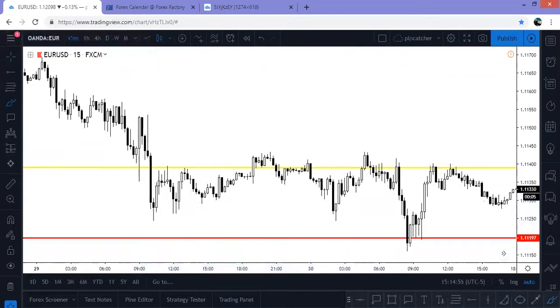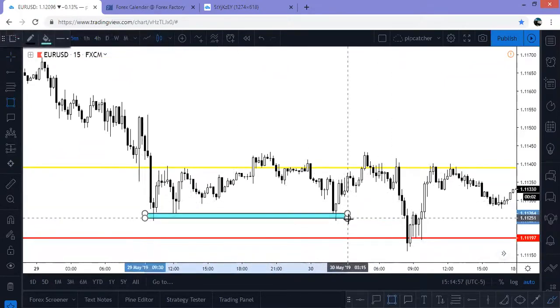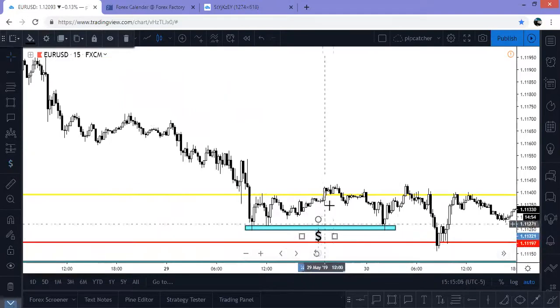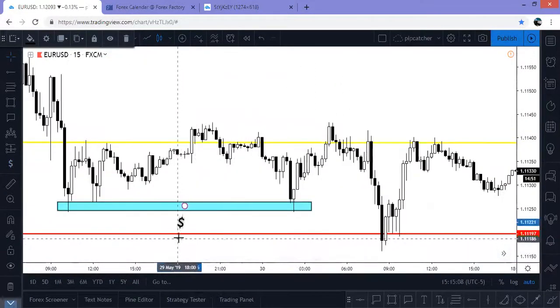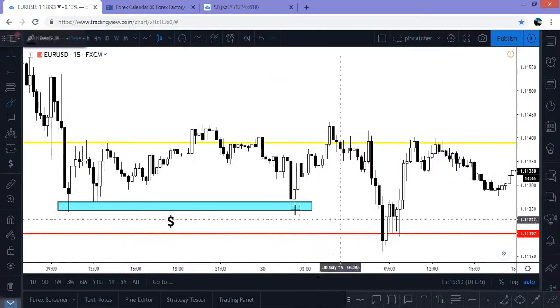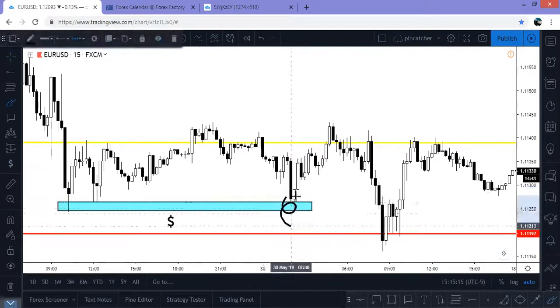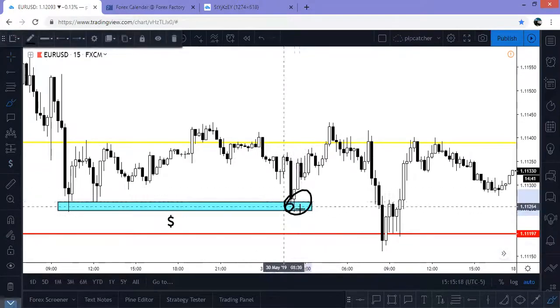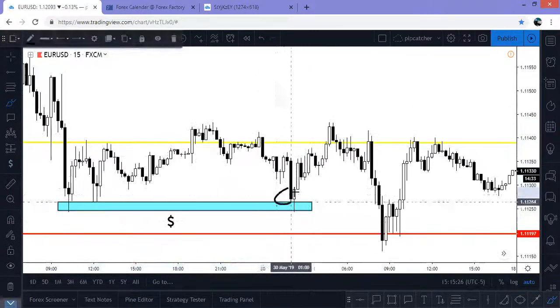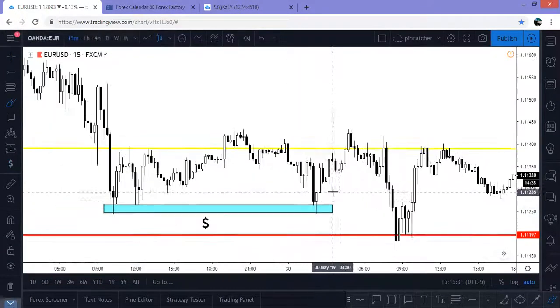Equal lows. Okay, so we're going to mark up the liquidity, right? Now what's under all this liquidity? Money. Okay, money, right? How many retail traders can I induce to buy early off of this double bottom right here? How many retail traders can I get to buy off of this double bottom right here, these equal lows? How much money can I take off of this, right?